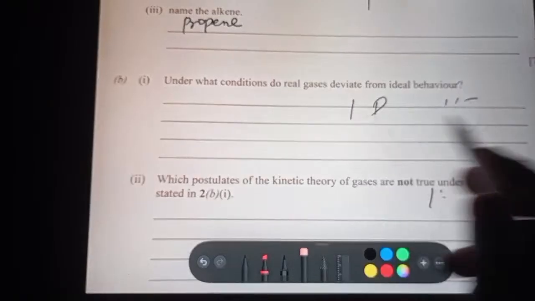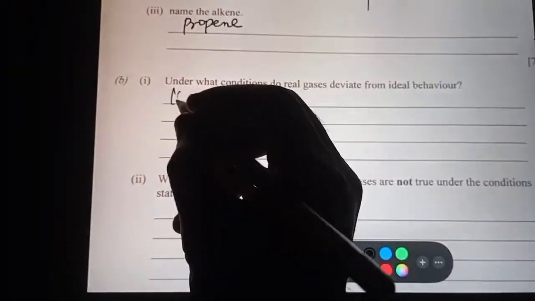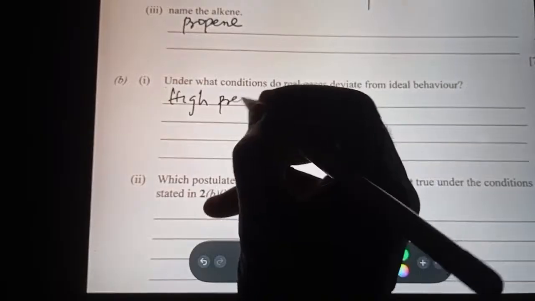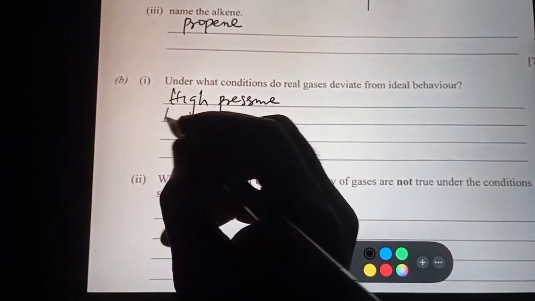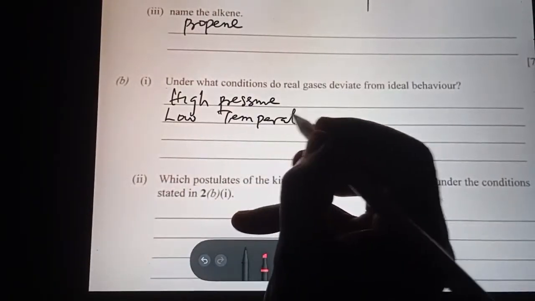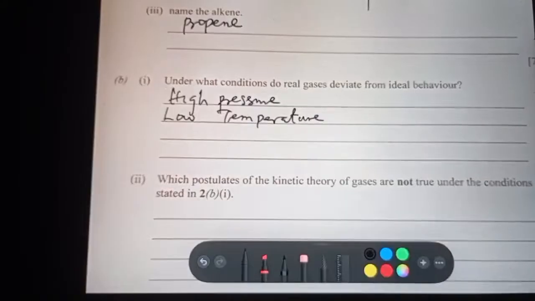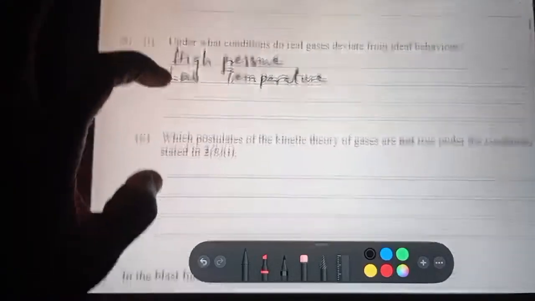Now, at what condition? This is the opposite. At high pressure, that's when you liquefy gas. You liquefy gas by increasing the pressure, at high pressure and at low temperature. That is when real gases show the maximum deviation from ideal gas. Okay, I taught you two ways so that no matter how the question comes, you can answer it.